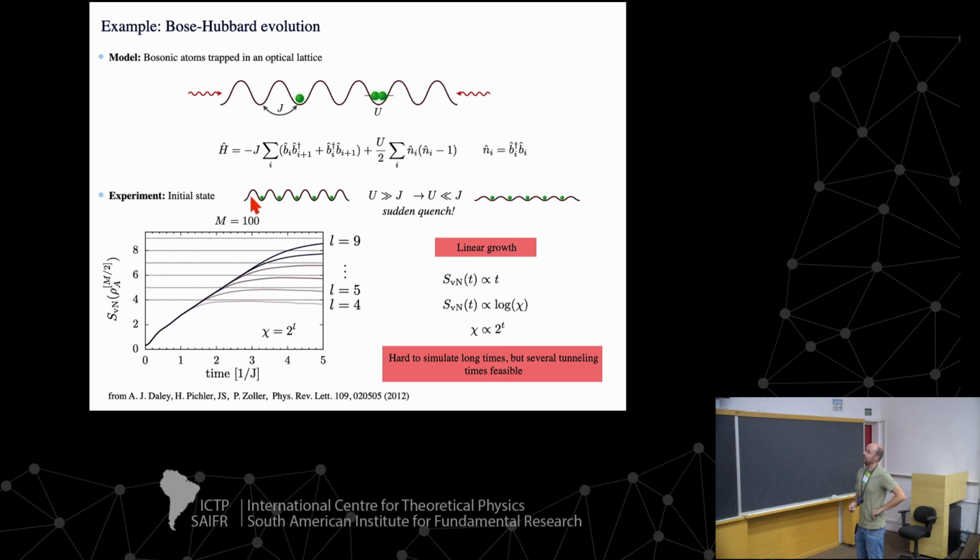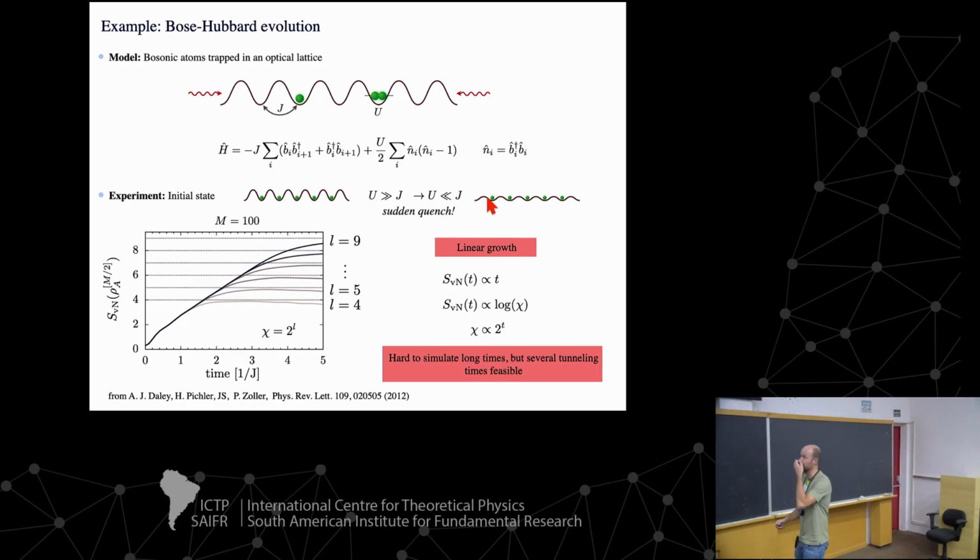And then one starts in a situation where the lattice is very deep, and then one can suddenly make this lattice shallow. So what this means is that one can suddenly change the interaction strength from something which is very large, where you have one of these atoms sitting per site, to something which is very small. And then all of these atoms start to tunnel, and the whole thing evolves as a coherent evolution.